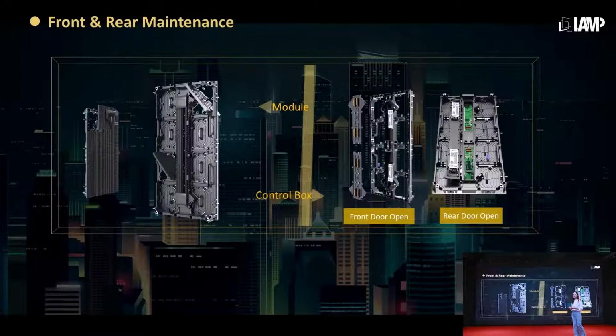And this part shows how to do the maintenance. You can see we can use negative pressure tools to remove the modules on the cabinets, taking off the module from the front side, and the module can also be removed from the rear side. So the cabinet can be serviced from both the rear and the front.